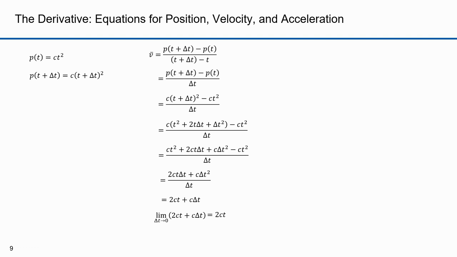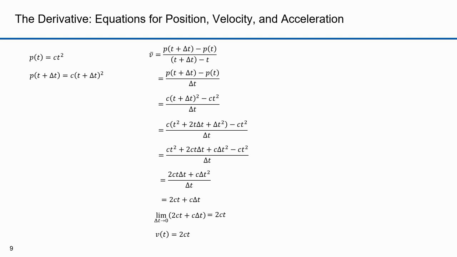If delta t goes to zero, then the c delta t term goes to zero, and I'm left with 2ct. The formula for the instantaneous velocity at time t is 2 times c times t. Calculus tells us that the instantaneous velocity at a given time t is 2 times c times t. In calculus, we call this a derivative.